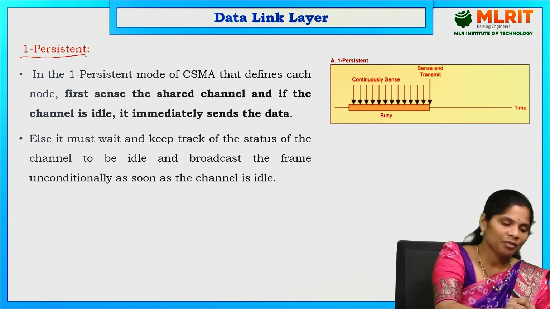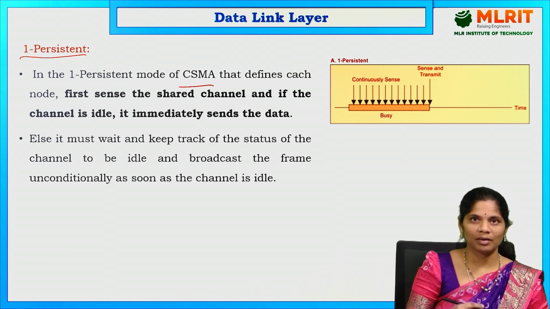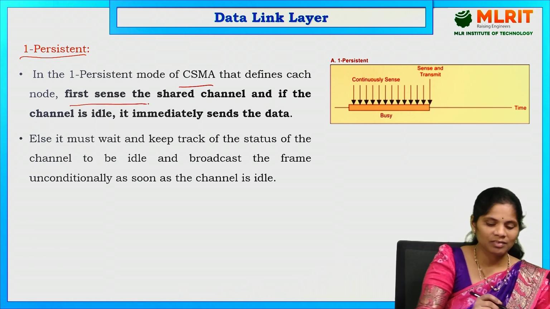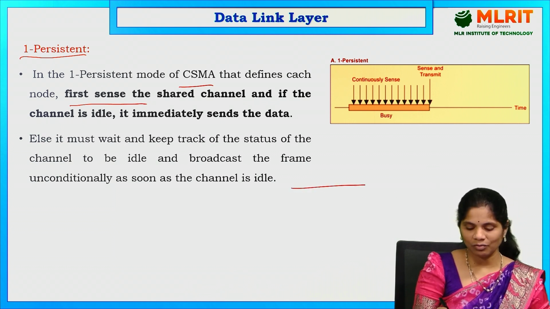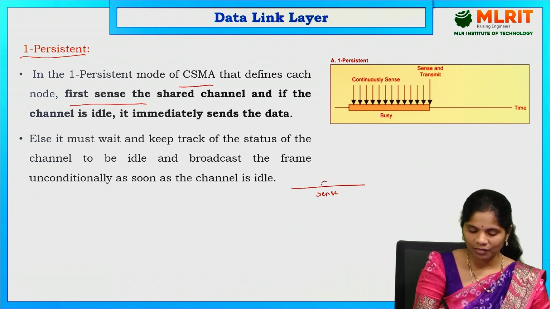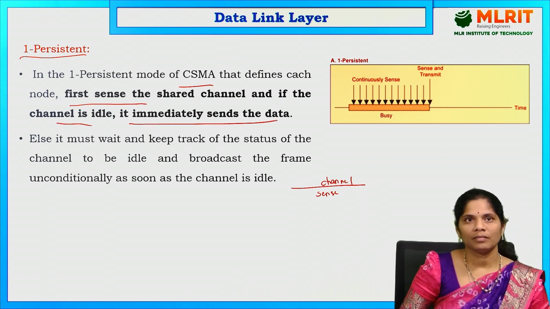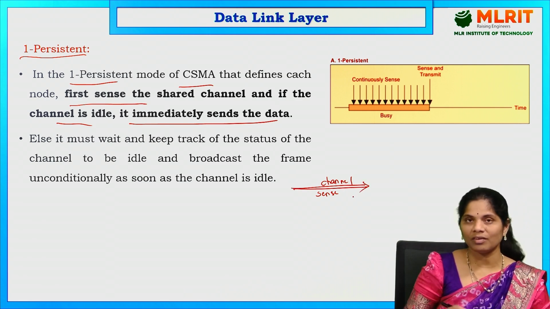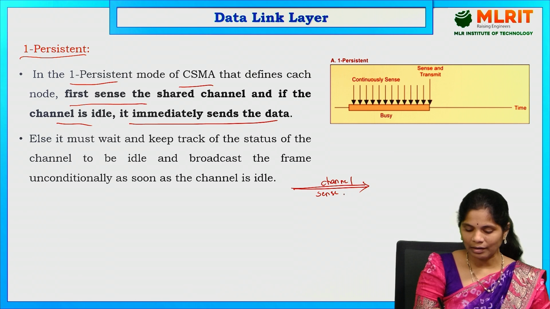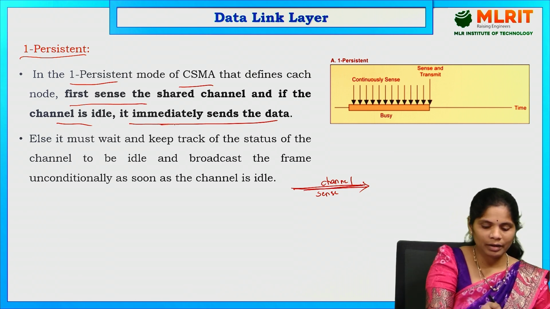What is the main aim of one persistent CSMA? One persistent CSMA is mainly about first sensing the channel, whatever channel is there. This is the channel. First it has to sense the channel, and if the channel is idle, meaning there is no transmission going on in this particular channel, then it immediately sends the data.